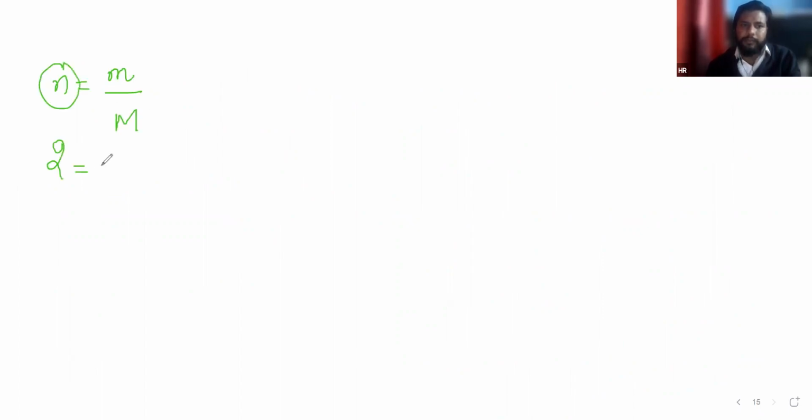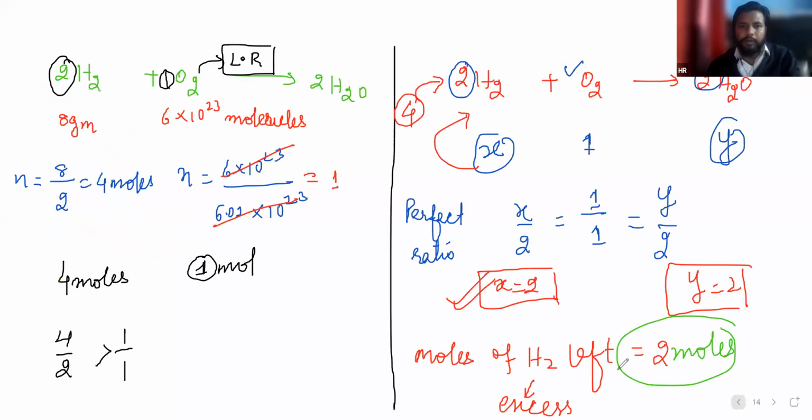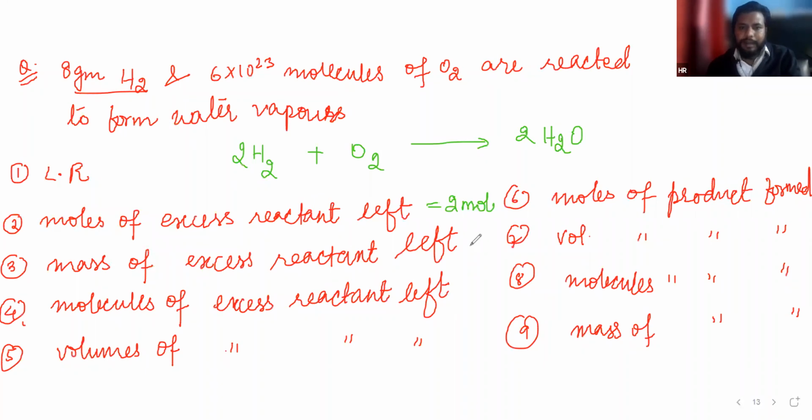2 moles is left, given mass we need to calculate, and which molecule are we talking about? H2. So molar mass will be 2, and mass of reactant will be 2 times 2, which is 4 gram. So according to this question, mass of excess reactant left will be 4 gram.